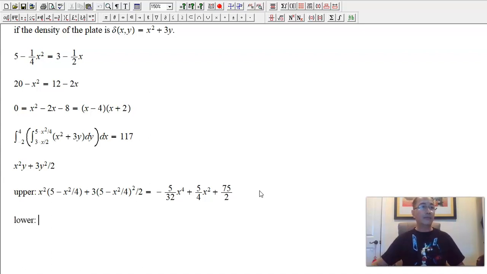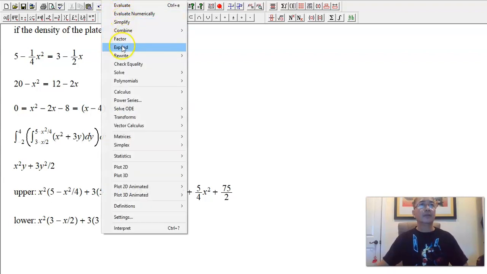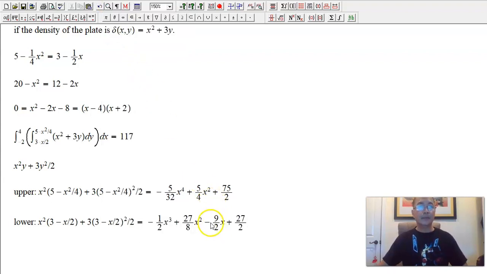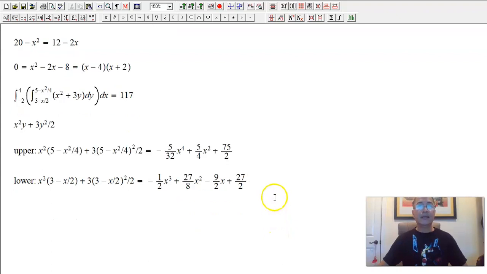We know our algebra. Okay, so similarly for the lower, we need to replace y with (3 minus x) over 2. Okay, and the same thing over here. Okay, and then we need to expand. Okay, again, pesky fractions. So much algebra. So compute, expand. Ooh, okay, so we have that.